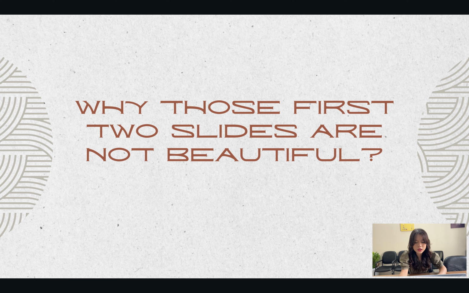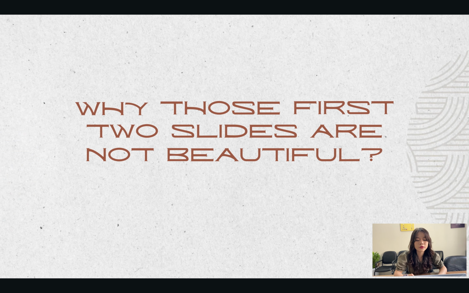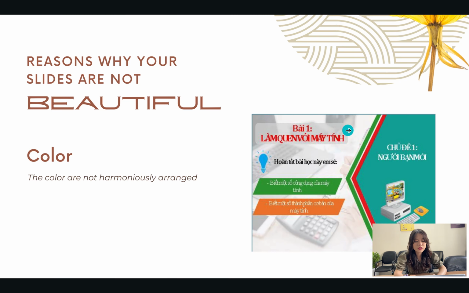Okay, so after thinking, I have found some basic errors in the first two slides. Let's figure them out. You can see that in the first slide and even the second slide, the colors are not harmoniously arranged, because the creator used many colors here: the blue, the green, the red, the orange. The first rule in designing is that normally you should use no more than 4 colors per design.